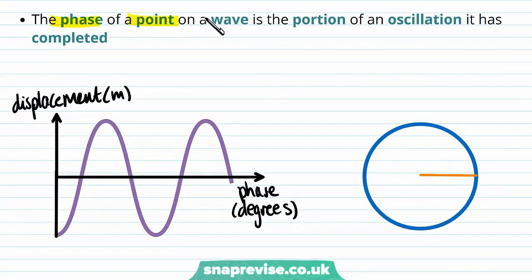The phase of a point on a wave is the portion of an oscillation it has completed. So here we have a wave. And because we're comparing one wave cycle to one revolution around a circle, we consider one wave cycle to have a phase of 360 degrees. So one oscillation has a phase of 360 degrees. And that's because one revolution around this circle has an angle of 360 degrees.